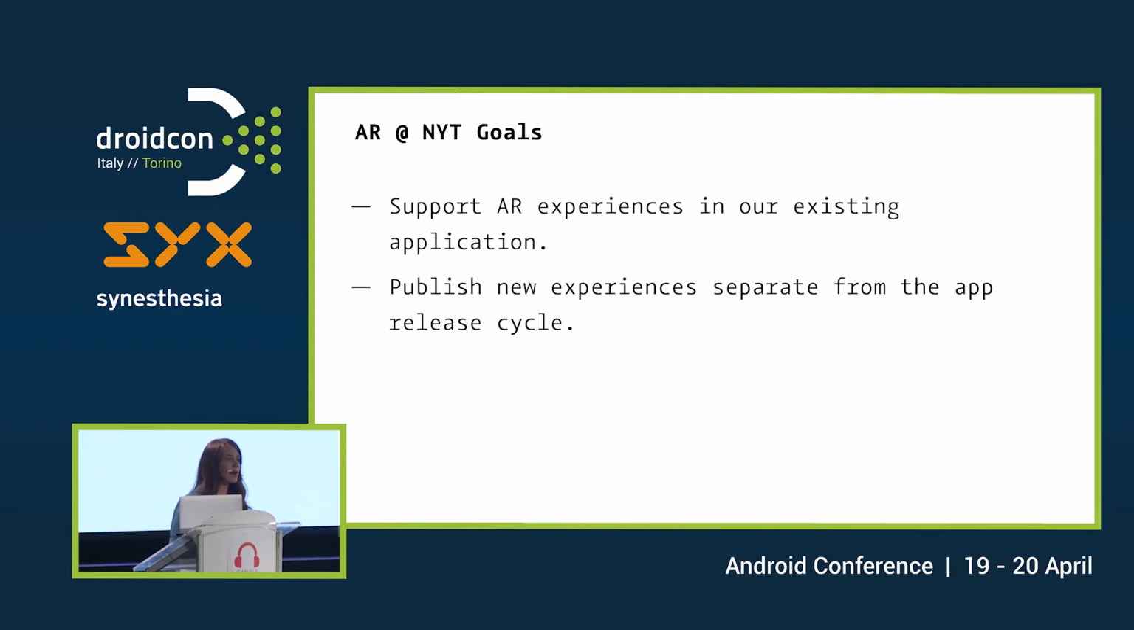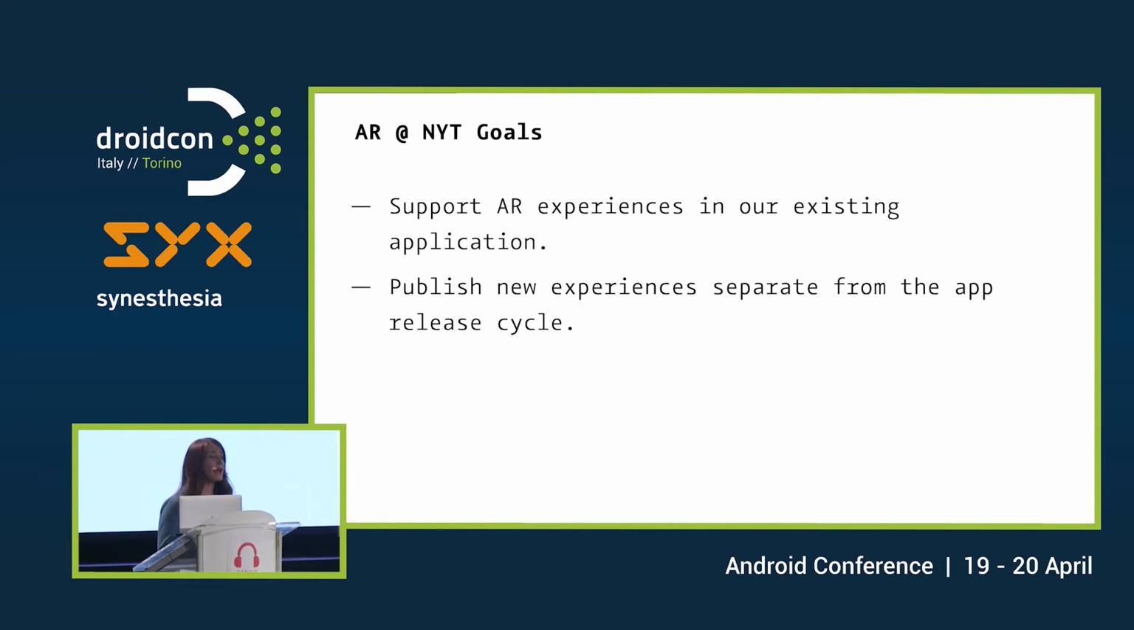Our second goal was that our colleagues on the editorial side needed to be able to publish new experiences outside of our app's regular 2-week release cycle. So we're a news organization, meaning it's super important that the content in our app is timely. So we need to find a way to publish a story with AR content that won't need a new app release once the initial release with AR support is rolled out to our users.